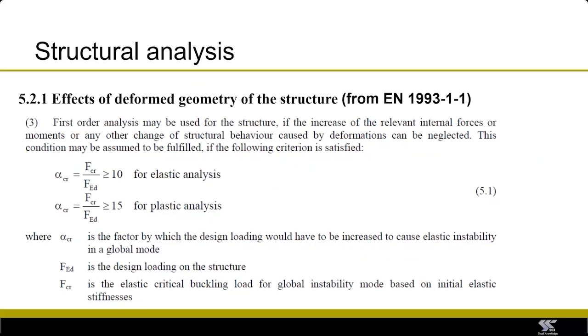Now, irrespective of the type of analysis you use, all structures have to be assessed for the significance of second-order effects. So this verification is essentially an assessment of the stiffness of the structure, which tends to reduce when you use members with smaller cross-sections and higher strength. So because of this, you should expect that a structure that is made of high-strength steel is likely to be more sensitive to second-order effects.